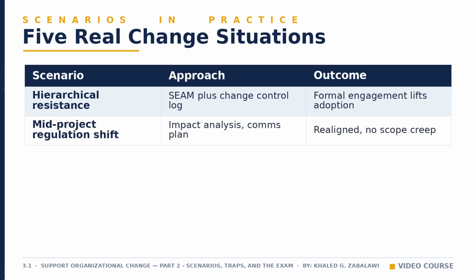Midway through an infrastructure upgrade, new regulations force changes to reporting. The project manager runs a formal impact analysis, updates the change log, communicates through scheduled town halls, and escalates critical risk to the governance board. The project realigns without scope creep.